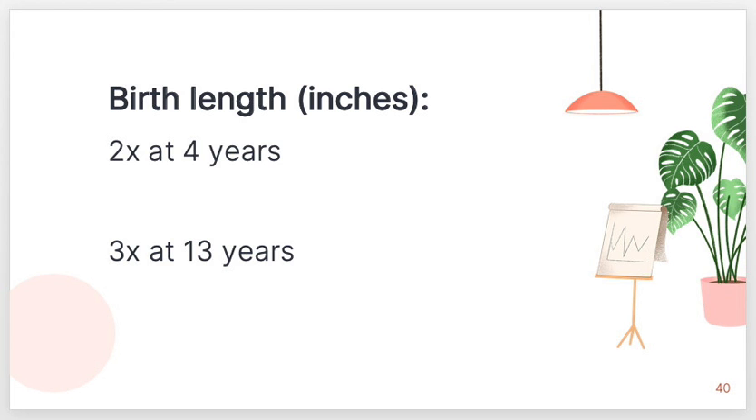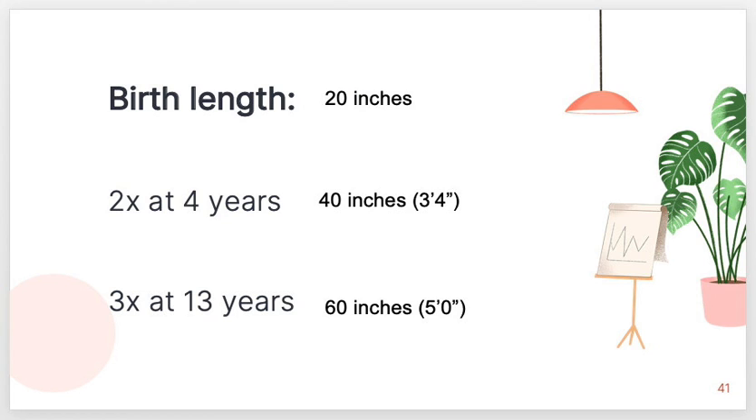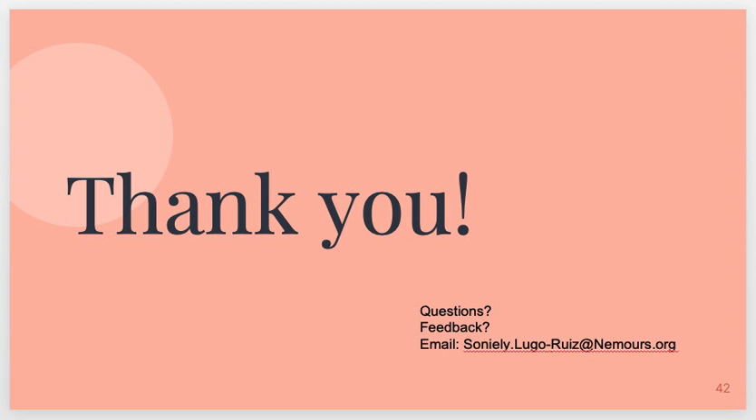As for length, we know that we double the birth length at 4 years of life and we triple it at 13 years. And in here, we would say that if the birth length was 20 inches, the baby would be about 40 inches when it reaches 4 years of life, and it would be about 60 inches or 5 feet tall when the kid is 13. And so that'll be it for now.